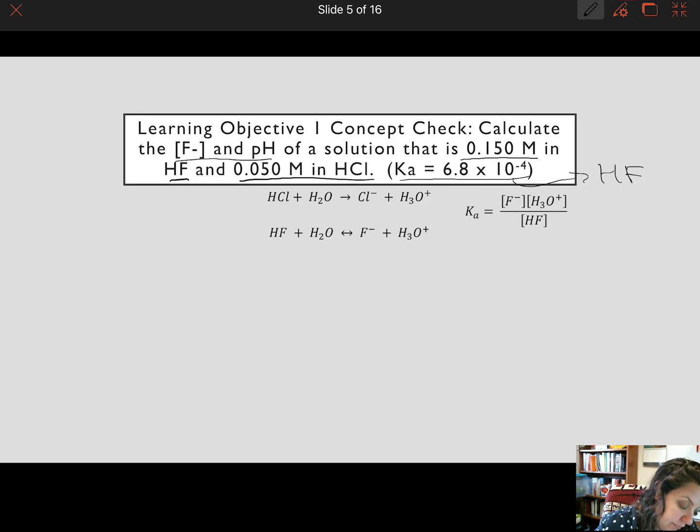So first, when we're attacking these problems, we want to look at our completely soluble substance that's going to completely dissociate, so our strong electrolyte. In this case, it's HCl. HCl is a strong acid, so it's going to completely dissociate into chloride ions and hydronium ions. So we take our HCl, and it will completely dissolve, with some water, to produce hydronium plus Cl minus.